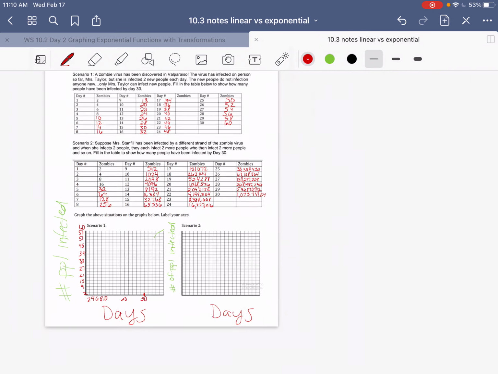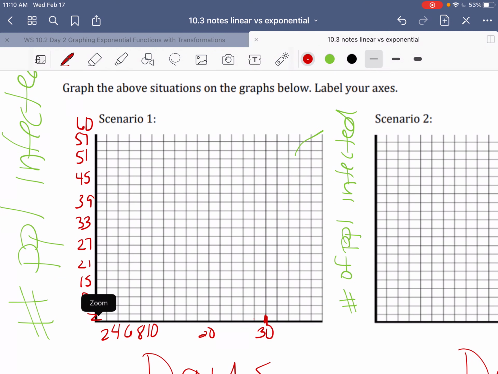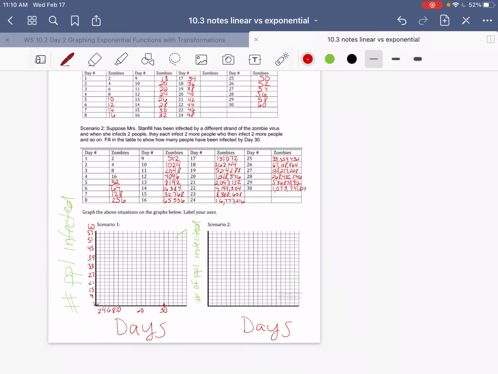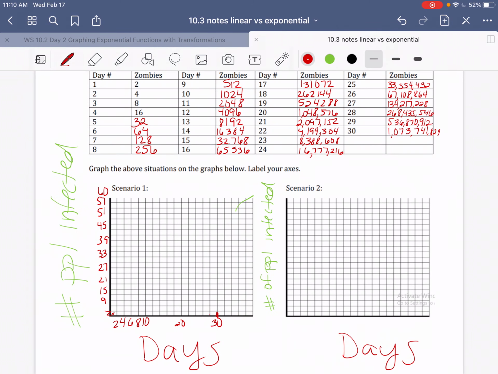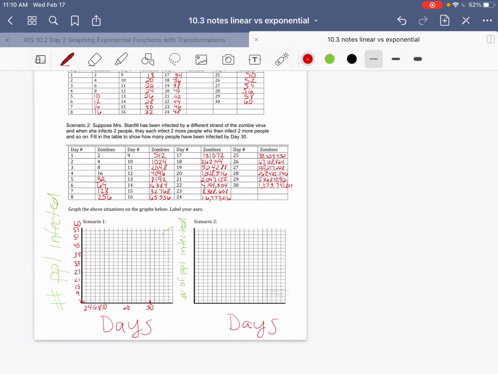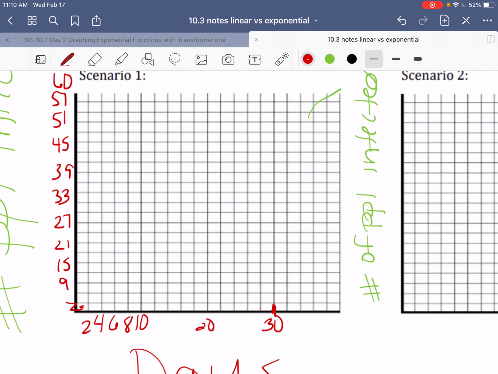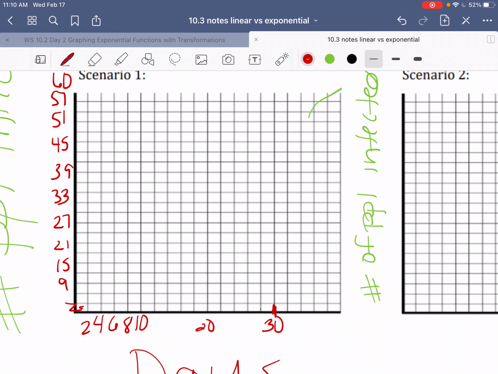So if I go up to my first scenario, on day 1 there were 2 zombies. So that's somewhere hanging out over here. Day 2 there were 4. Let's go down to when I can actually get on my graph here. Day 4 there were 8. Day 5 there were 10. Gosh darn it. I cannot get a dot on the graph. Okay.